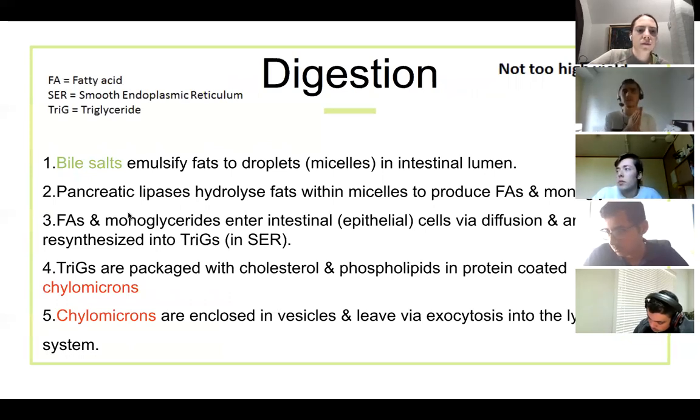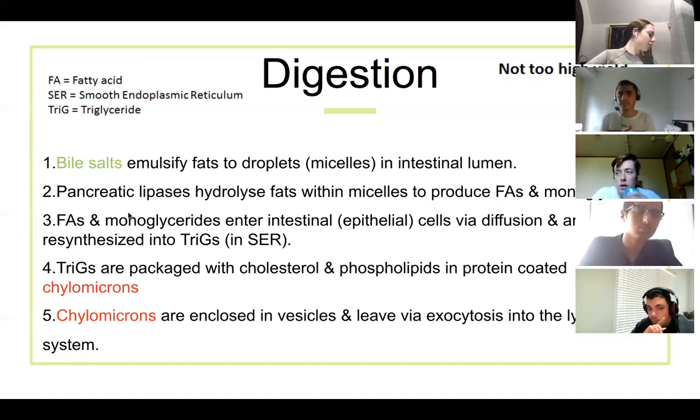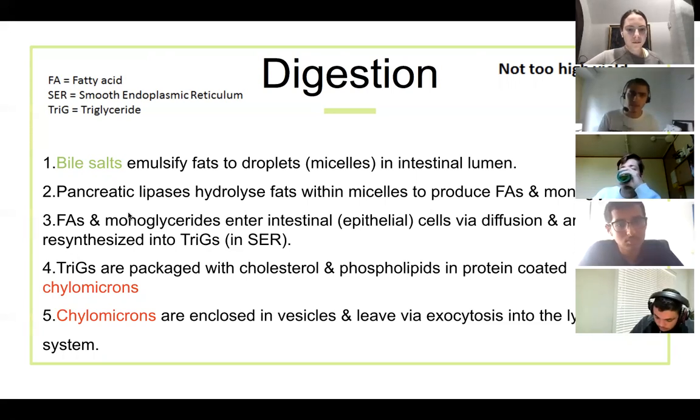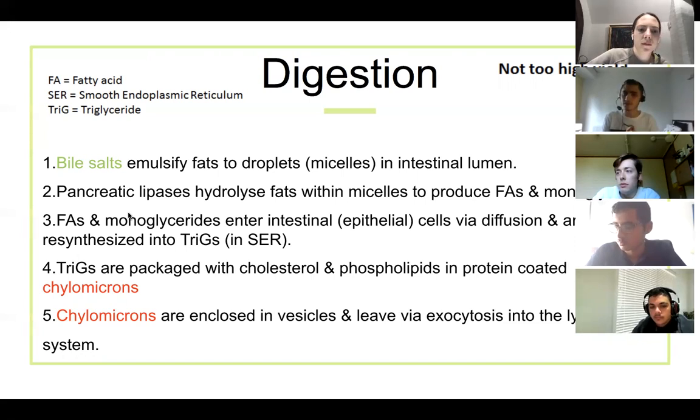So we're going to go through digestion, the metabolism, all the different steps, transport of lipids, because there's a lot of different things that lipids have to go through to get to where we need them. So just digestion, it's not too high yield, so don't really focus on it too much, but pretty much I've highlighted the things that we really need to focus on.